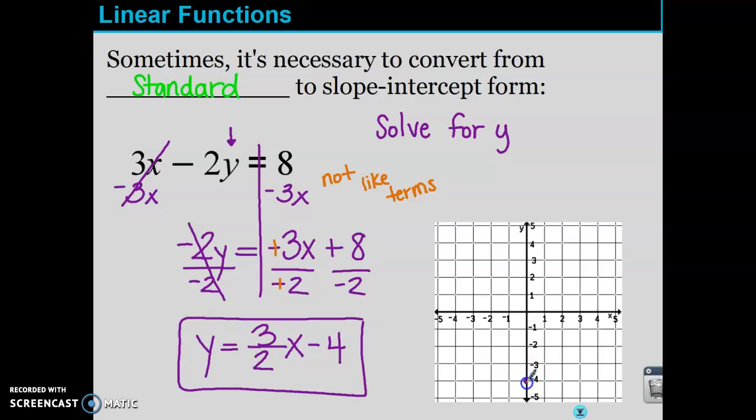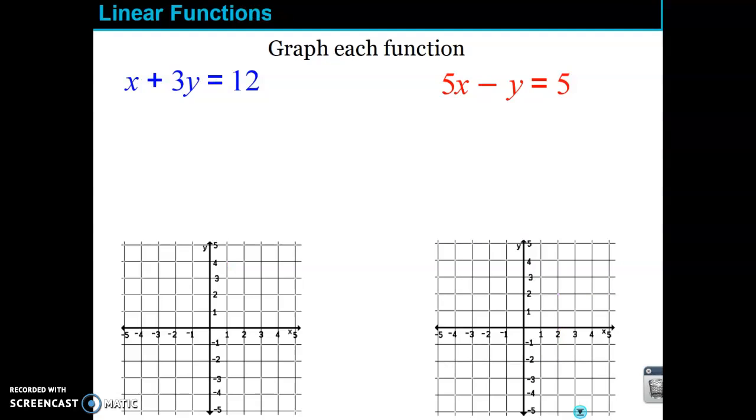So we can graph that starting down at negative 4 and then rising up 3 over 2. 1, 2, 3 over 2. Okay. So there is our line. We wouldn't graph that line from standard form. Instead, we would convert it into slope-intercept form and then graph after we have y equals mx plus b. So let's do these two. You can take a minute to pause the video and try if you'd like, just to make sure you remember this good stuff from Algebra 1.